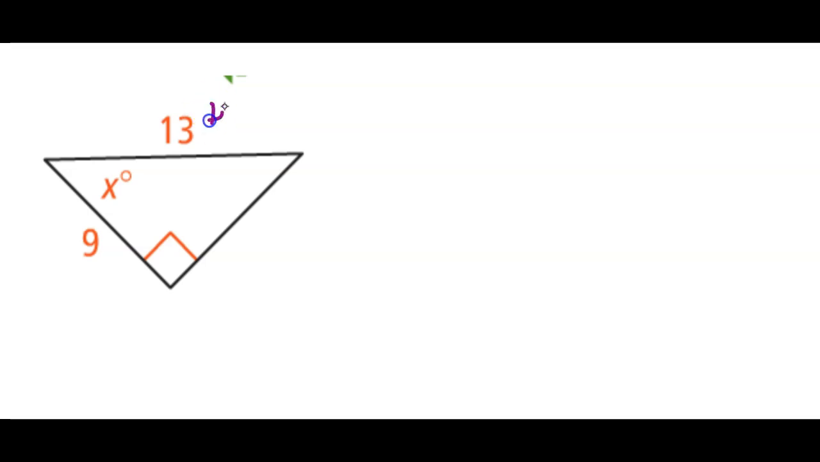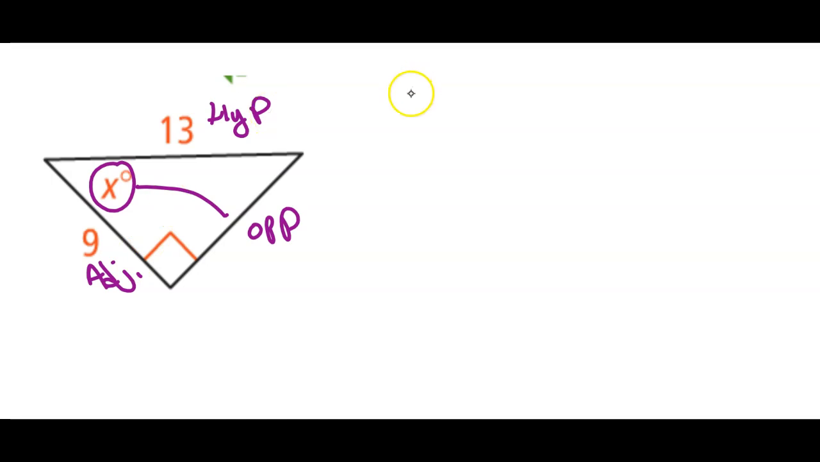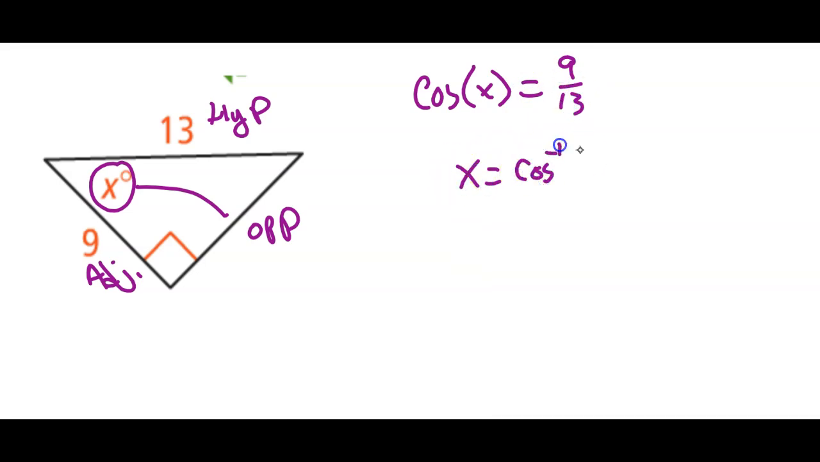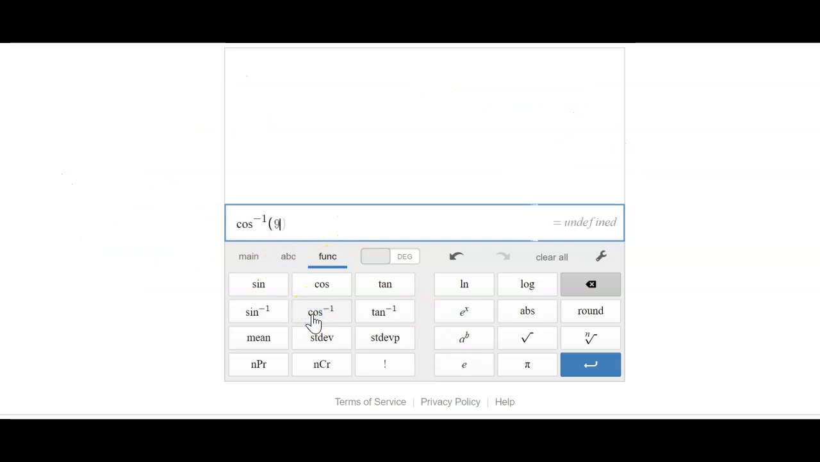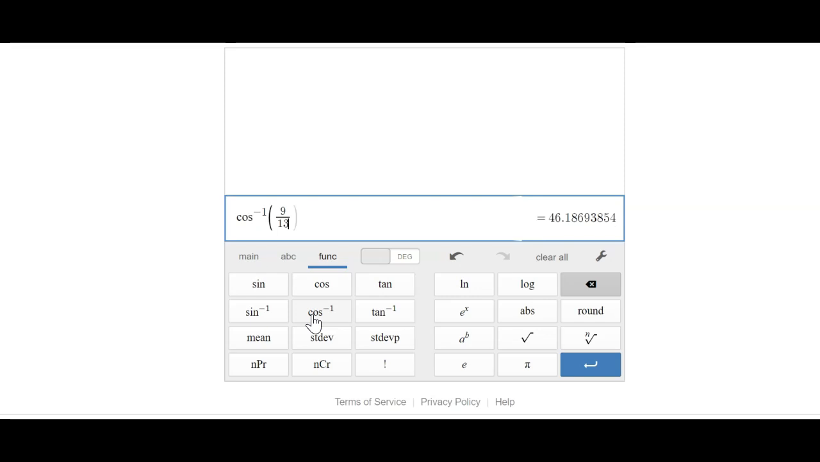So this one, if we're labeling sides, this is hypotenuse. Over here is the opposite side. This is the adjacent side. So the only one dealing with adjacent and hypotenuse is cosine. So the cosine of x equals 9 over 13. So x equals the cosine inverse of 9 over 13. Let's punch that in. And we get 46.2.